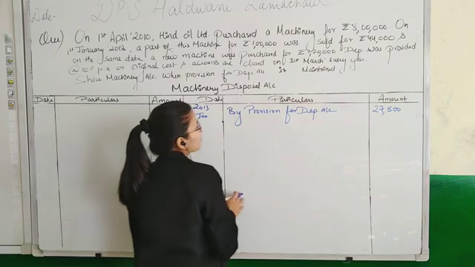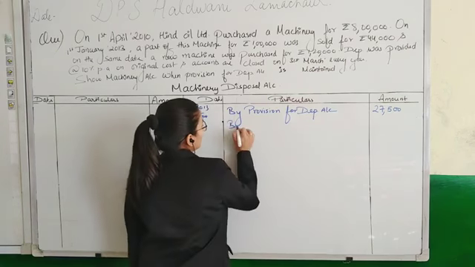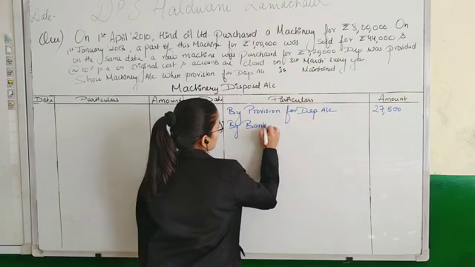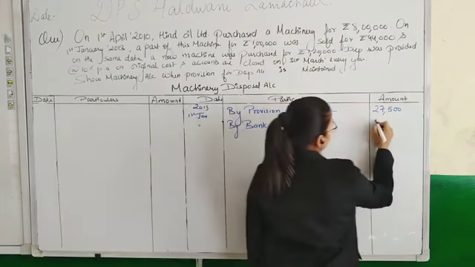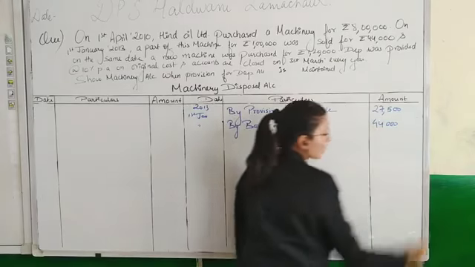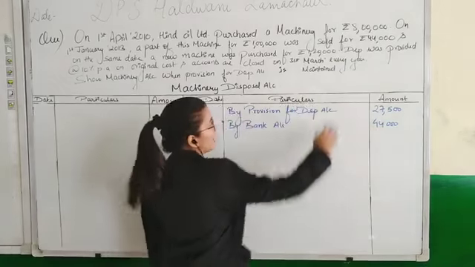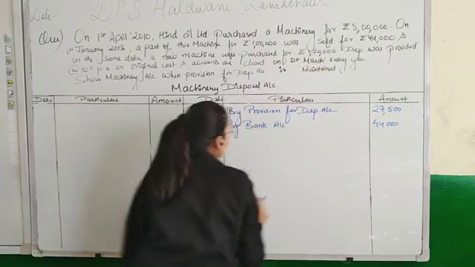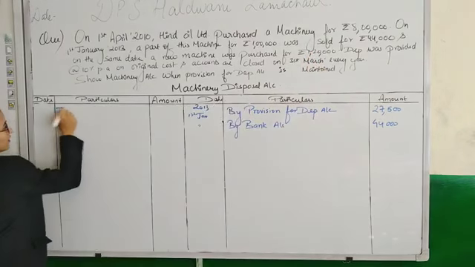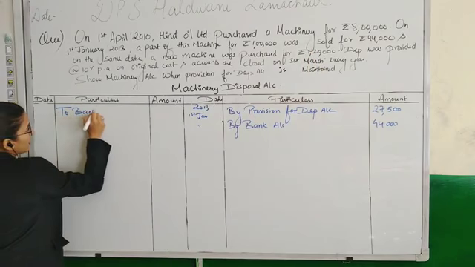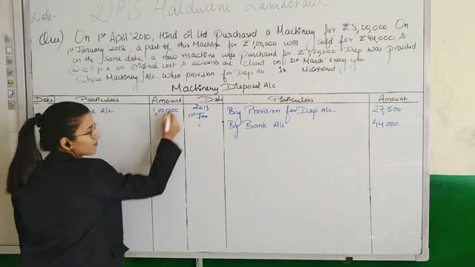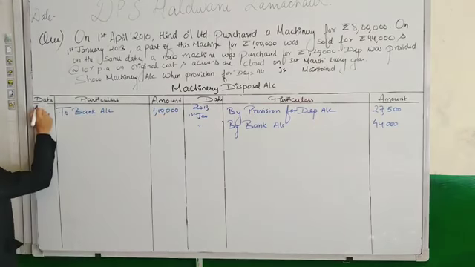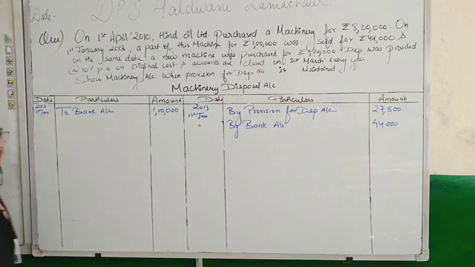Next, on the same date, the machinery was sold. We will write the sale of machinery as by bank account. It was sold for the amount 44,000. And the value of machinery was rupees 1 lakh. So we will write it here to bank account, 1 lakh. It is considered as the purchase price of the machinery. Here is 2013, date will be 1st January.